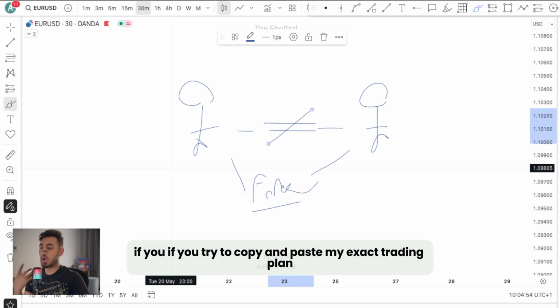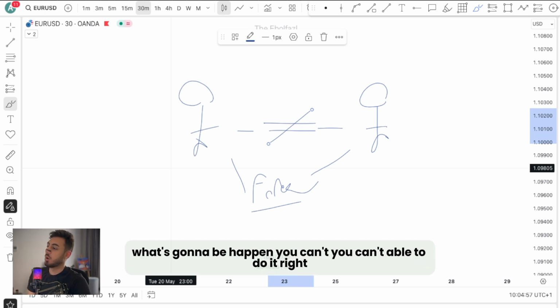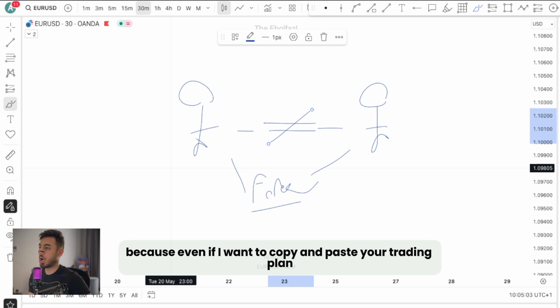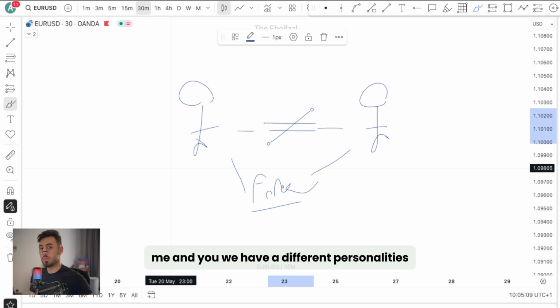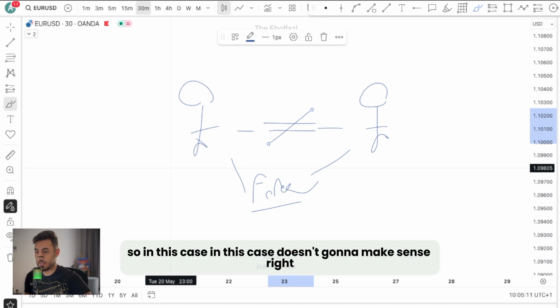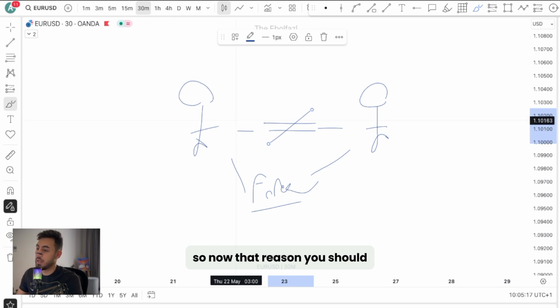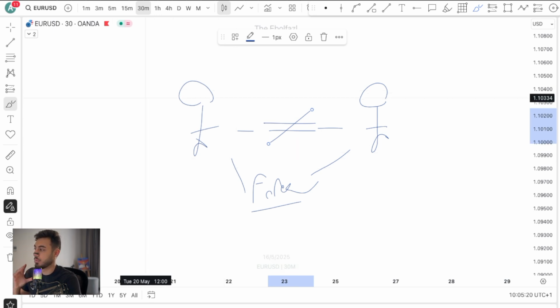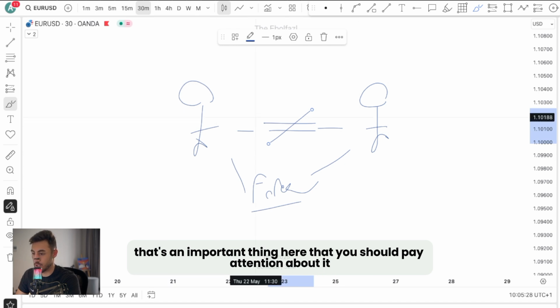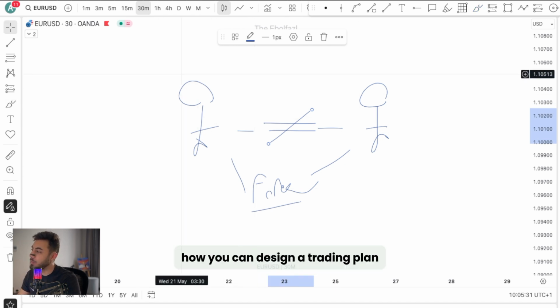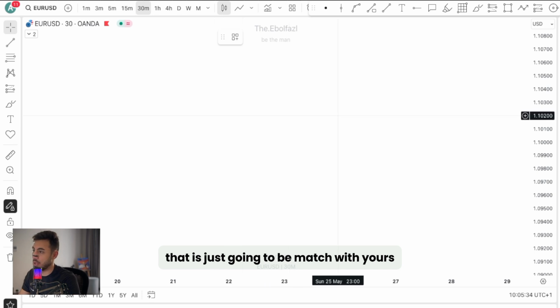If you try to copy and paste my exact trading plan, what's going to happen? You won't be able to do it, right? Even if I wanted to copy and paste your trading plan, I wouldn't go with it, because you and I have different personalities. It doesn't make sense. That's the reason you should design a trading plan that matches yours. That's the important thing you should pay attention to. So how can you design a trading plan that matches you?